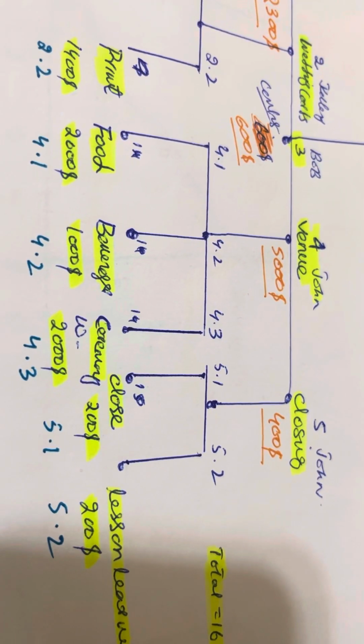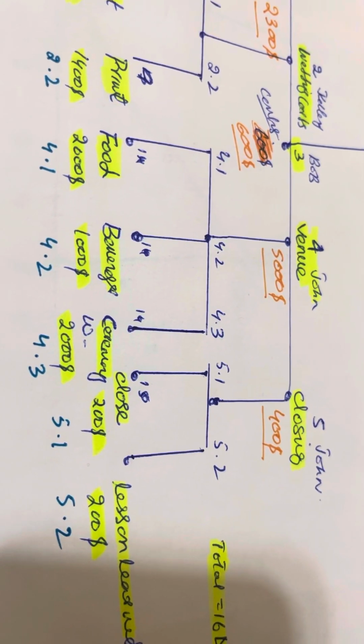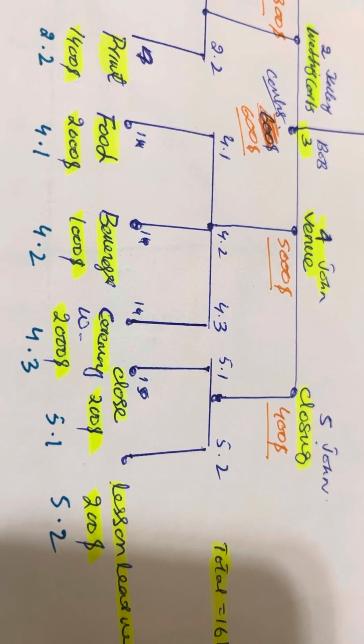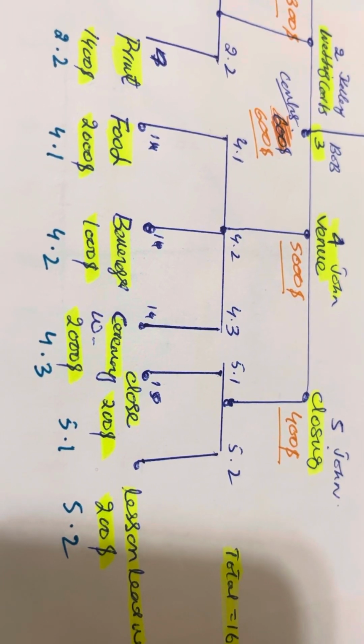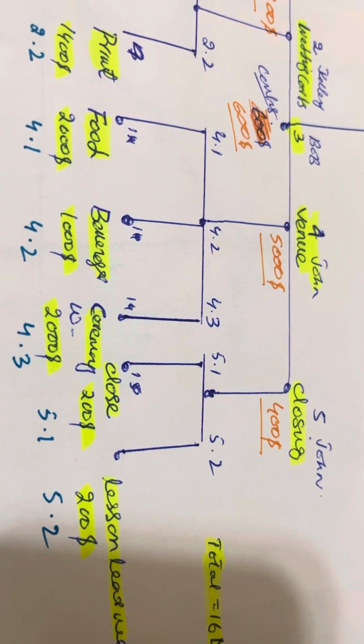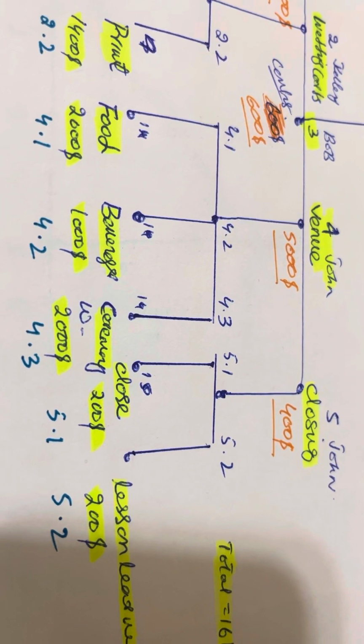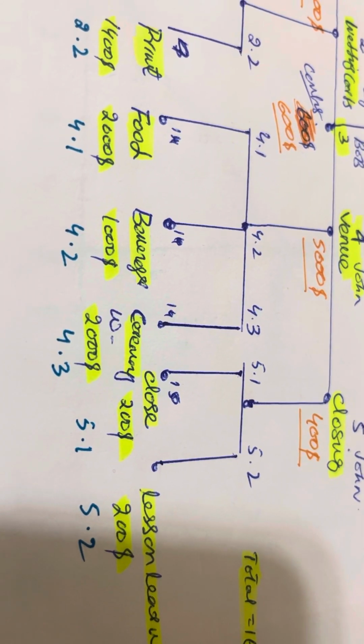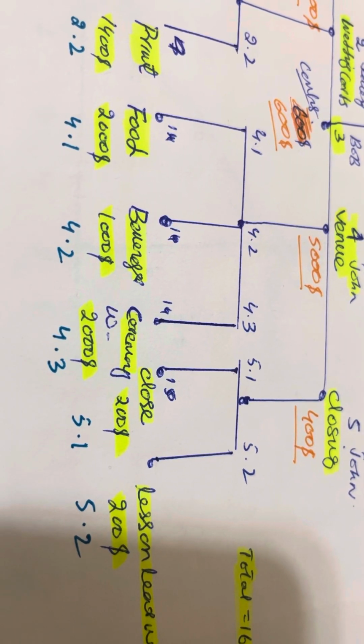And then the venue. In the venue we do food, we do beverages, and we do ceremony. So for the food I put $2,000, beverages $1,000, and the ceremony is $2,000. So the total goes to $5,000. You see, 4.1, 4.2, 4.3, and all this goes.